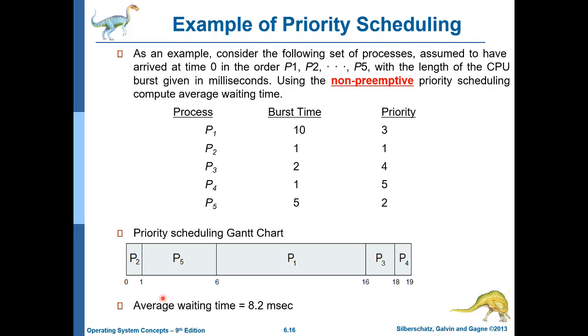Process P5 executes for 5 time units. After that, we choose P1 with priority 3, then P3 with priority 4, and finally P4 with priority 5. If we find the average waiting time, it turns out to be 8.2 milliseconds. So this was priority scheduling. We have a priority number for each of the processes.